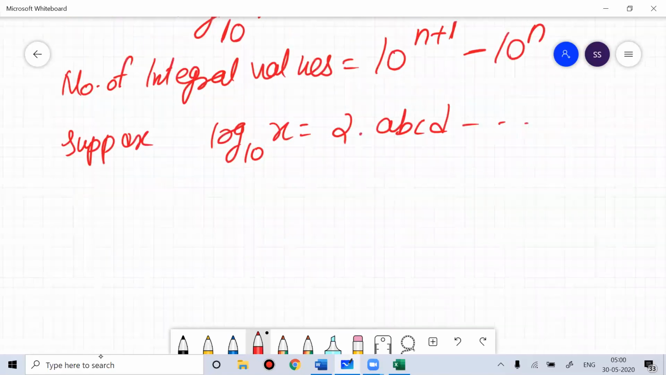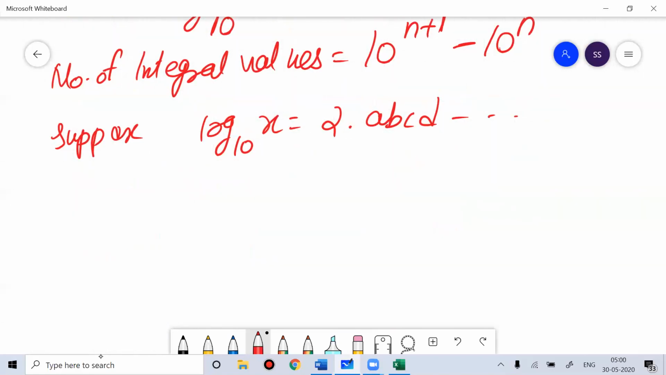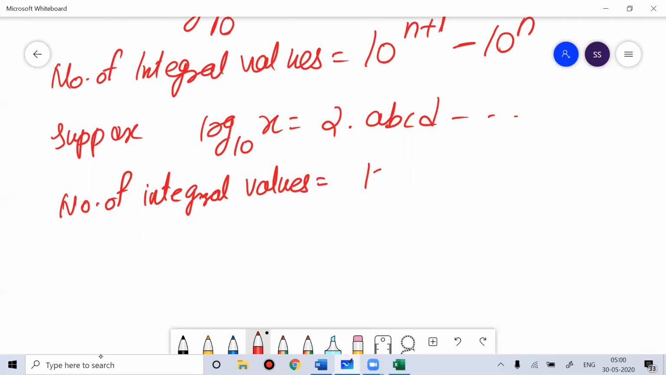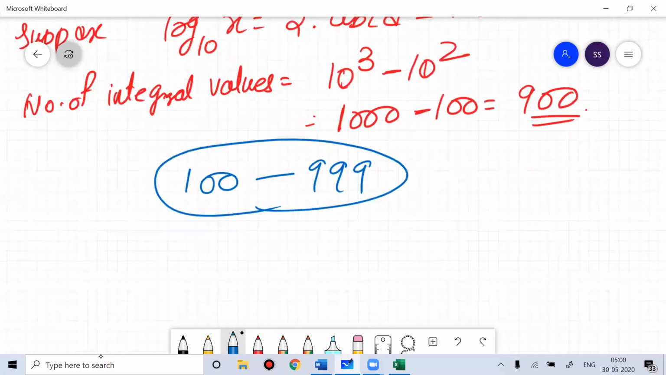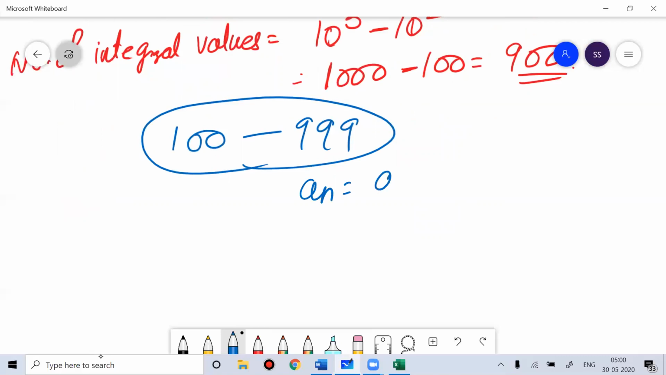So if you want to calculate this mathematically, you can. The formula for the number of integral values would be 10 to the power 3 minus 10 to the power 2. That is 1000 minus 100, which would be 900. This would be from 100 to 999. So you can count the number of terms from 100 to 999. If you want to count, you can follow the concept of AP and all. Okay, so I hope you can easily do this.